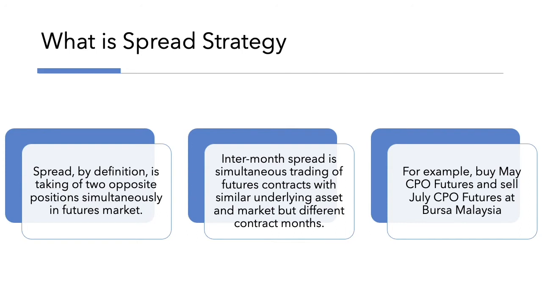If you look at this example, you buy and sell contracts simultaneously. So that is spread. Inter-month means same underlying asset, same market, different contract month. In this example, the underlying asset for both contracts is CPO futures. Both transactions, buy and sell activities, happen in Bursa Malaysia. So same market. The difference is contract month. You buy May contract, at the same time you sell July contract. So this is inter-month spread.